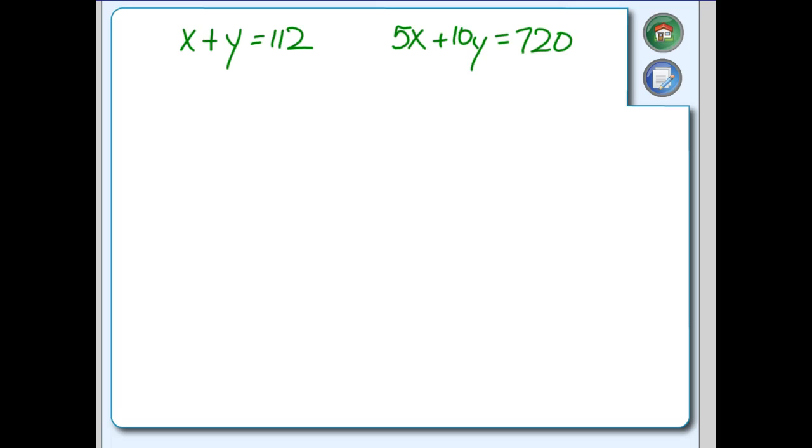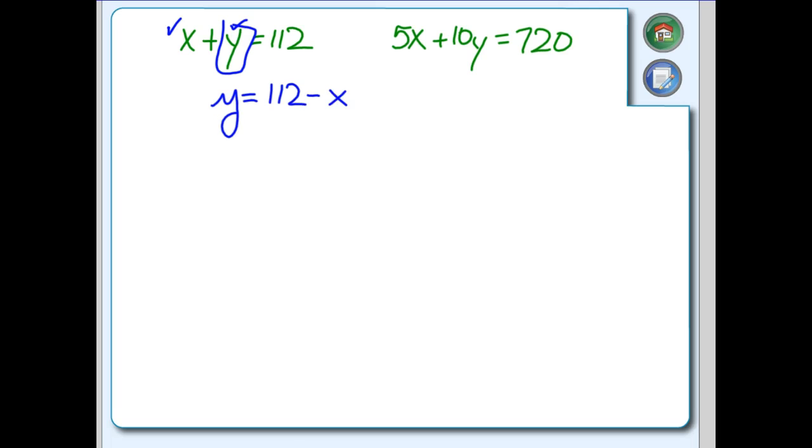Now, we need to figure out who to solve for. Substitution's the only method we know right now, so you actually have a choice. Okay, we could solve for x, or we could solve for y. It doesn't matter. And since we need to figure out what both of them are, it doesn't matter. So I think I'm just going to go ahead and solve for y. If I solve for y, I'm going to have y equals 112 minus x.